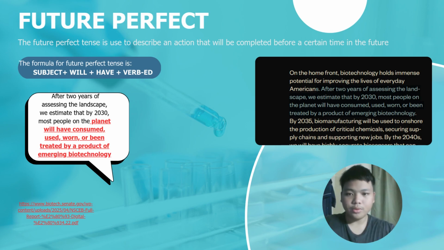Okay. Future perfect tense. The future perfect tense is used to describe an action that will be completed before a certain time in the future, meaning it's confirmed to be finished at a certain time in the future. The formula for future perfect tense is subject plus will plus have plus the verb with ed behind it. Right? You can see there.